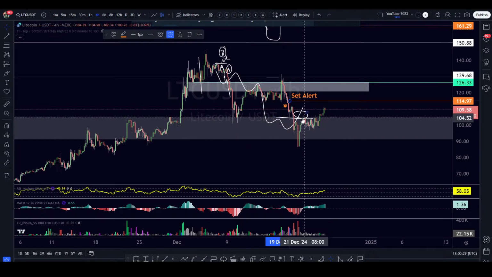What did it do here? It broke, and man, I can't even make this stuff up. Look at that. Right where I was going to draw a line, this is where it has to break this level, you enter the trade. I can't make this stuff up, guys.